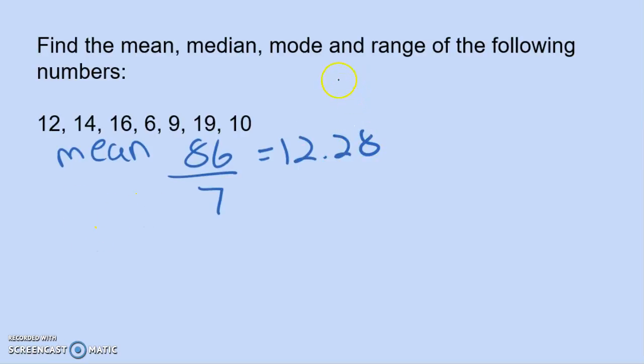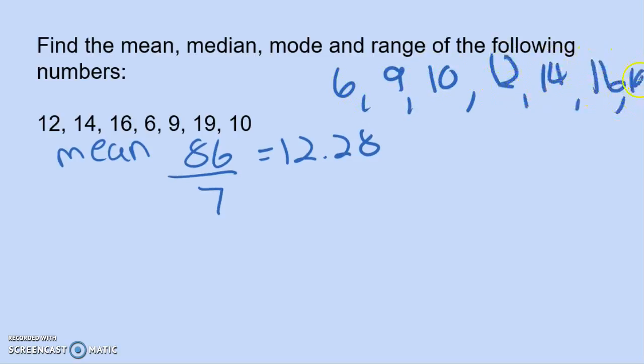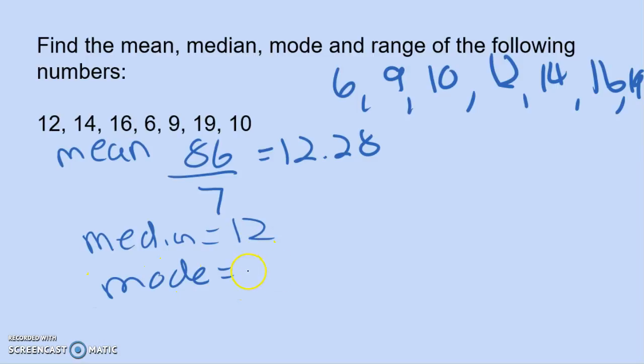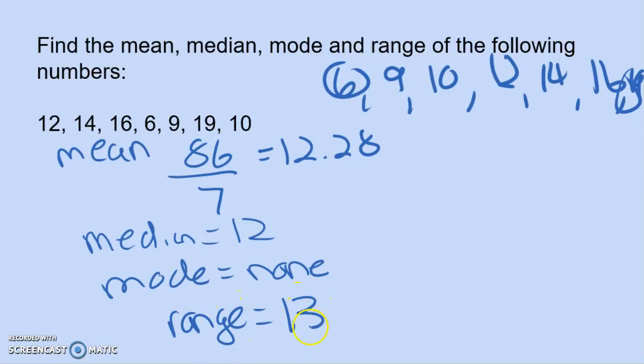Then the median, what we have to do is put our numbers in order. So if you were to put them in order, we would have 6, 9, 10, 12, 14, 16, 19. So the median is just the middle number, which is going to be 12. The mode is the most common number, which every one only shows once, so we don't have a mode, so put none. And then the range is our biggest number minus our smallest number. That's 19 minus 6. Our biggest number is 19, smallest number is 6. So our range is going to be 13.